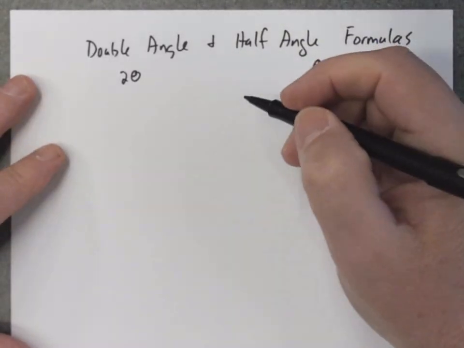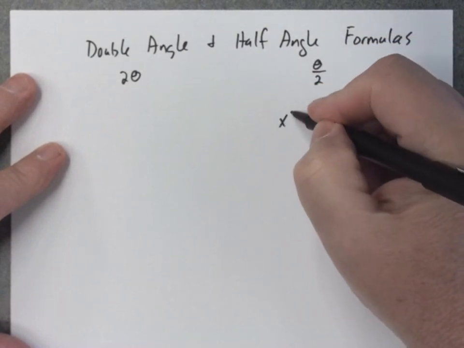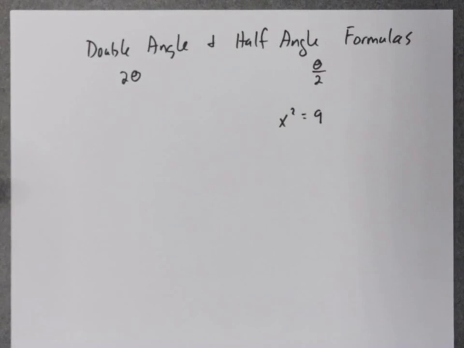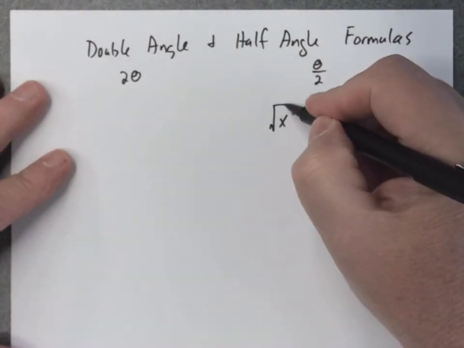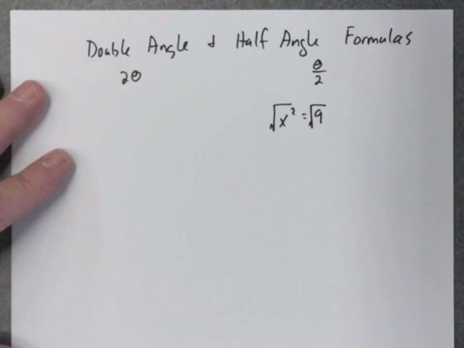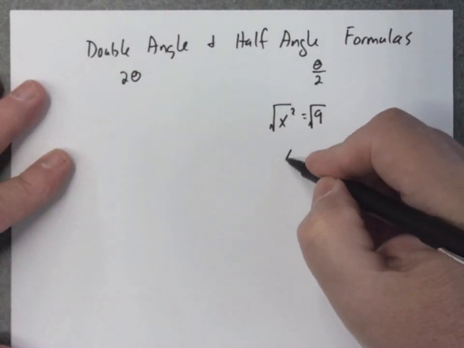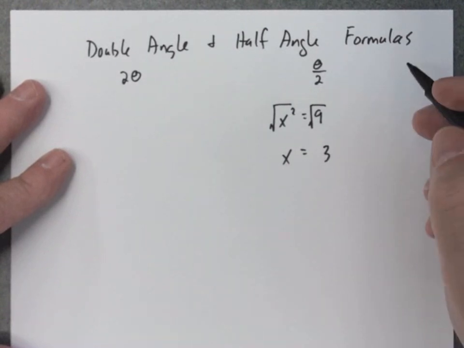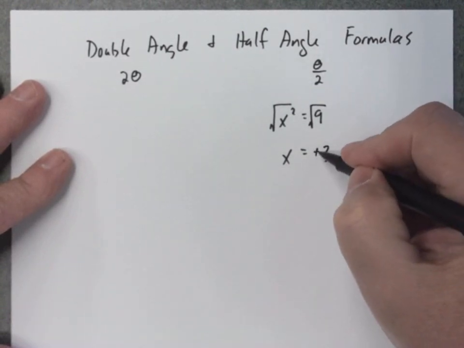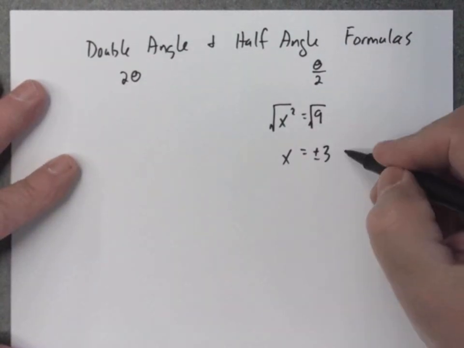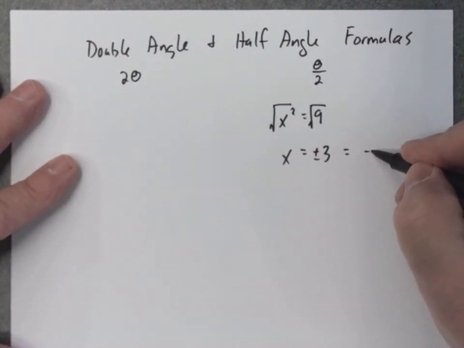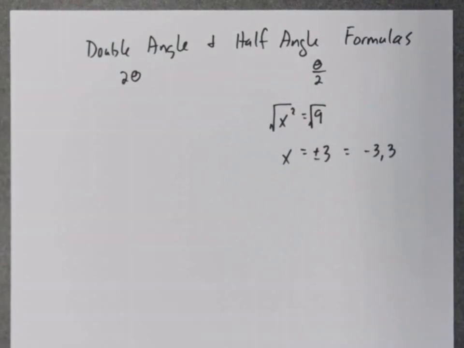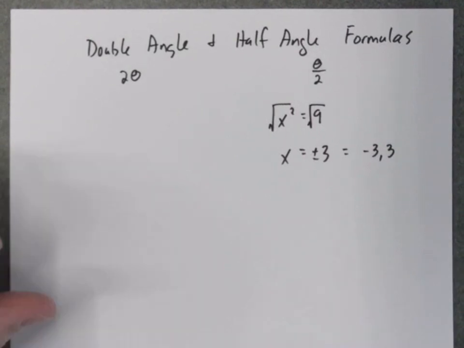So in algebra, if you were solving this simple equation, take the square root of both sides. Square root of x squared is x. Square root of 9 is 3. But you were taught in algebra, actually, it's not just 3. It's plus or minus 3. Which means, actually, you have 2 solutions. Sometimes you write it like that.